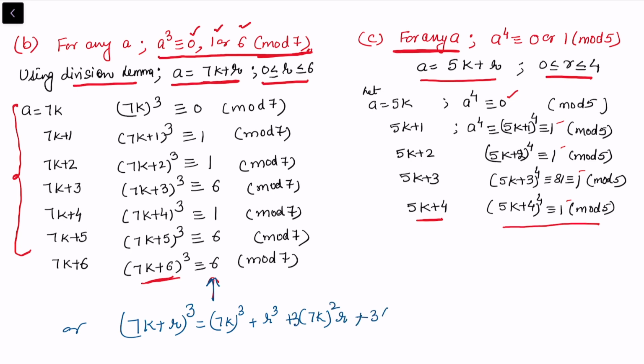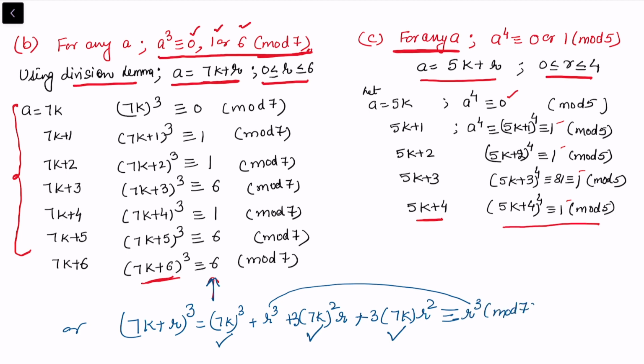And then 3 times 7k into r square. Now you can see that this term also contains 7k, this term also contains 7k. So all of these are congruent to 0 mod 7. The only term which is remaining is r cube mod 7.